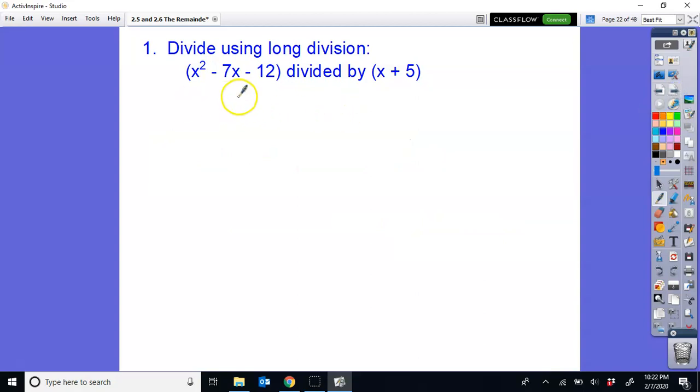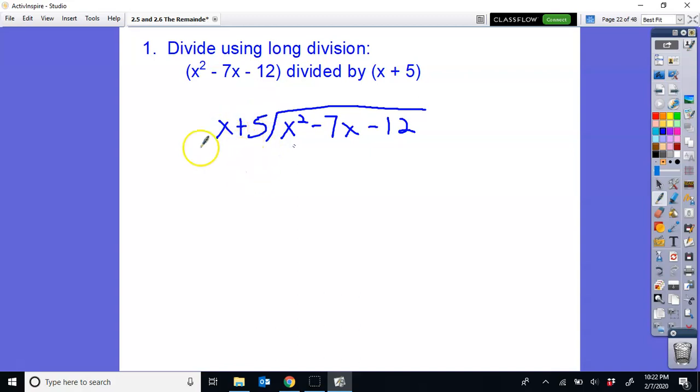Number 1, you're dividing using long division. So we're going to make our division house. On the inside, we're going to put the dividend, the thing we're dividing into, x squared minus 7x minus 12. Notice that there are no missing terms, so we don't need to fill in 0 for anything. On the outside of the division house, we're going to put x plus 5. Again, there's no missing terms, but you can see here that we have the divisor, the thing we're dividing by, on the outside of the house.